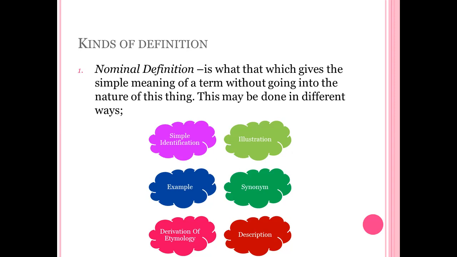So that is a derivation or etymology. Also, let's have an example: succulent, which is derived from the word sucus, which means juicy. Care should be taken, for often the present meaning of a word is very different from its derived meaning.